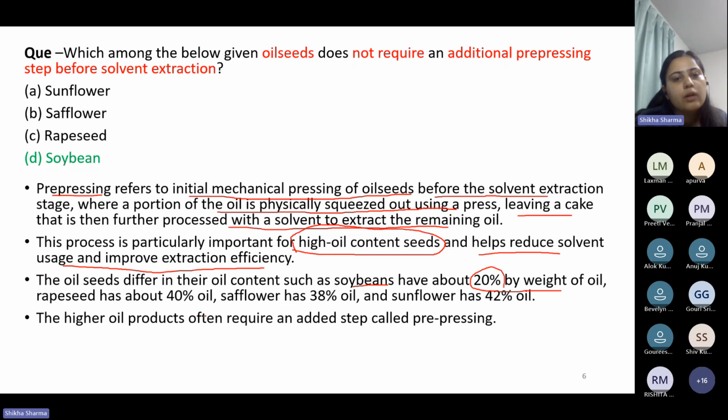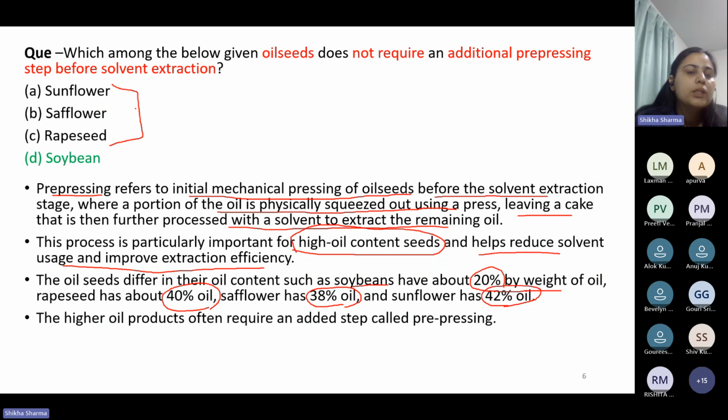Rapeseed is having 40% oil. Safflower is having 38% oil, and sunflower is having 42% oil. So all these three, A, B, and C, they are having high oil content. So if we use solvent extraction directly, what is going to happen? We eventually require more solvent to take out more oil.